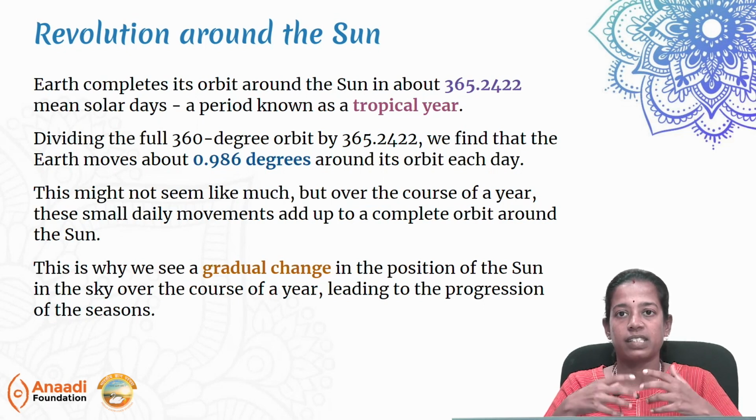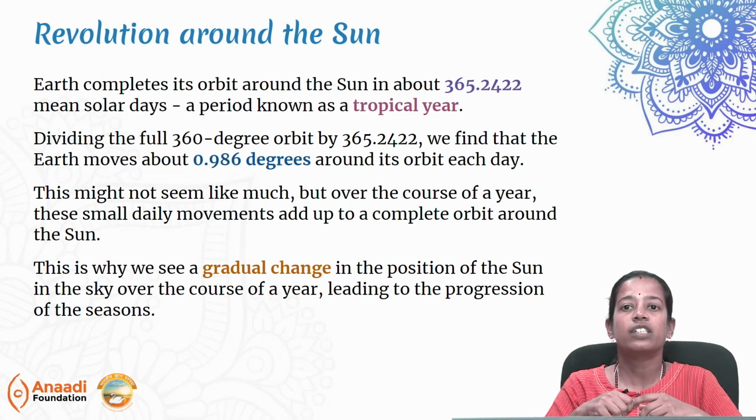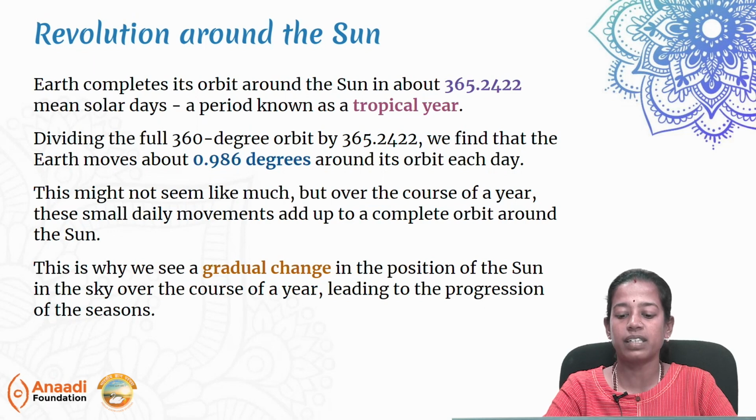This time period, 365.2422 days, is also called a tropical year technically. So, this is the exact time the Earth actually takes to revolve around the sun.